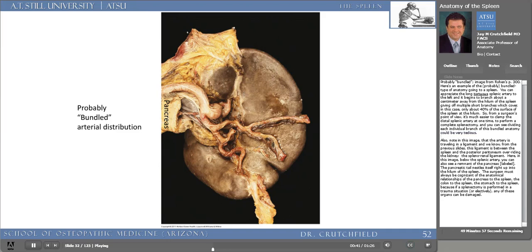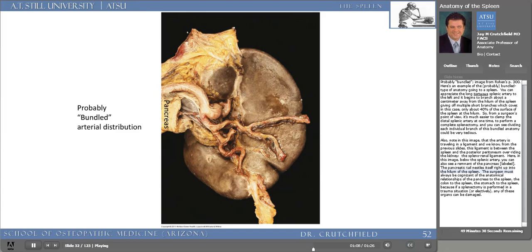Also note in this image that the artery is traveling through a ligament. And we know from the previous slides that this ligament is the ligament between the spleen and the posterior peritoneum overriding the kidney, the splenorenal ligament. Here in this image, below the splenic artery, you can also see a remnant of the pancreas. The pancreatic tail nestles itself right up into the hilum of the spleen.